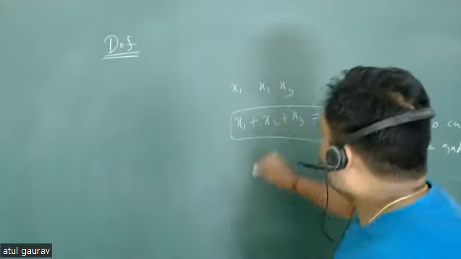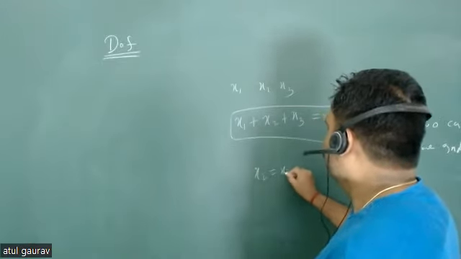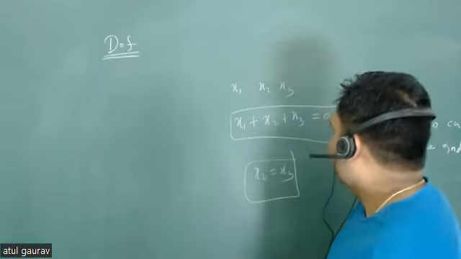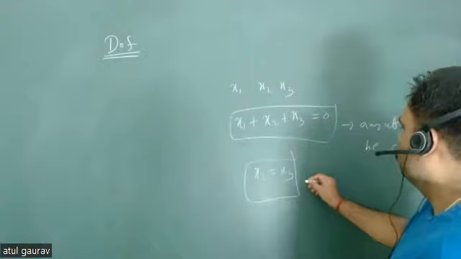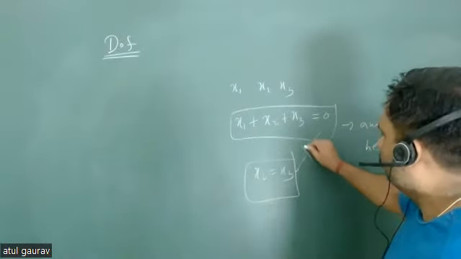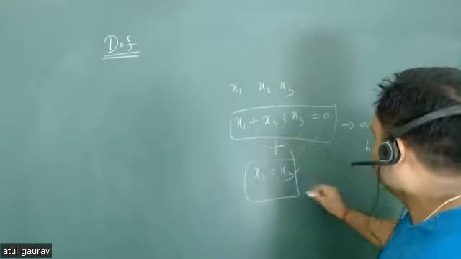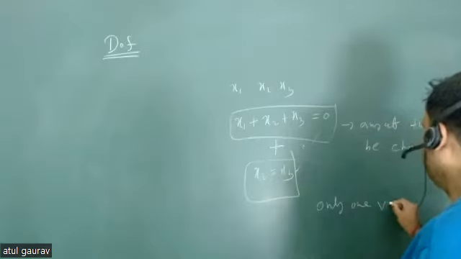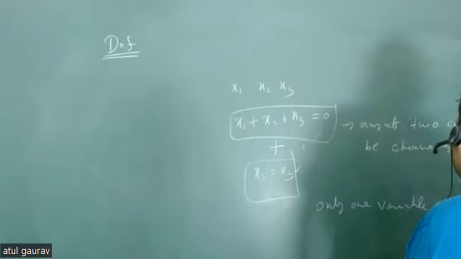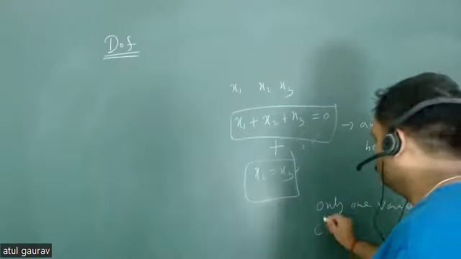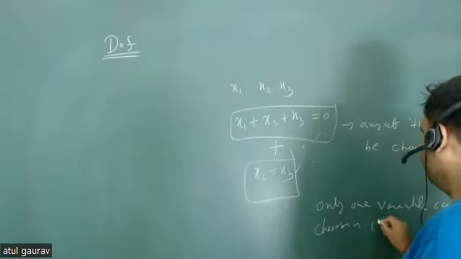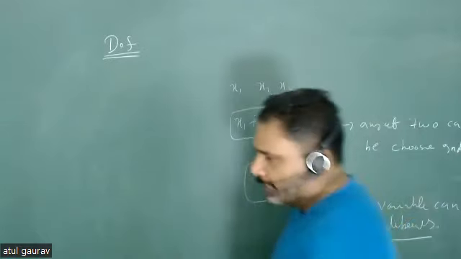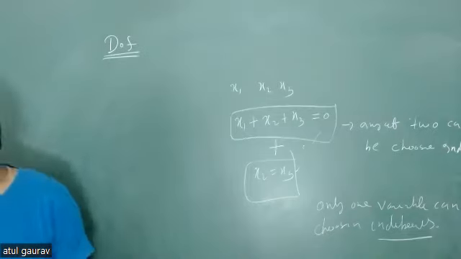Now suppose I have one more relationship, that is x2 is equal to x3. Then how many variables can you choose independently? 1. So if I add this story plus this story, then what is going to happen? Only one variable can be chosen independently.